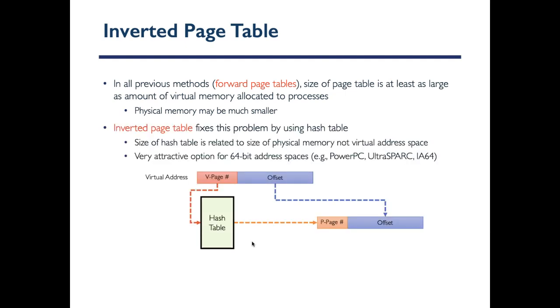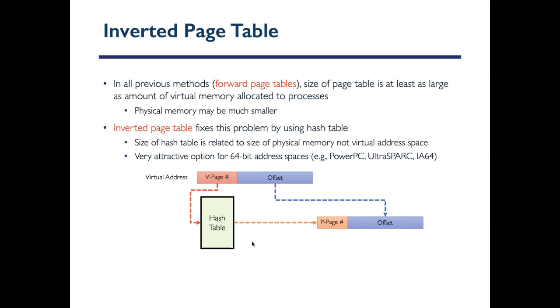The size of the hash table could be equal to the number of physical pages that you have allocated. Let's say if you have allocated the entire physical memory, the size of the hash table will be the size of your physical memory. But if you've used only half of your physical memory, then the size of the hash table is half of your physical memory. So you have as many entries as physical pages, and you're going to just hash the virtual page to see where it's matched.